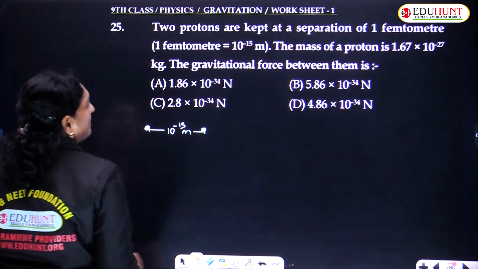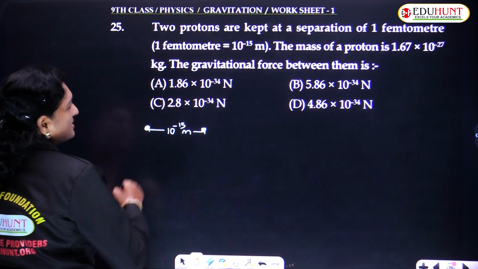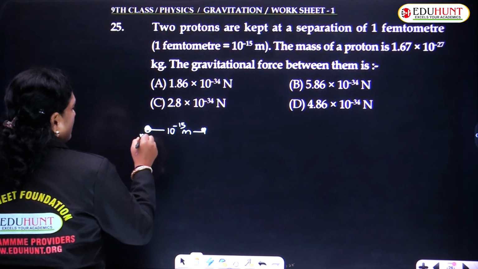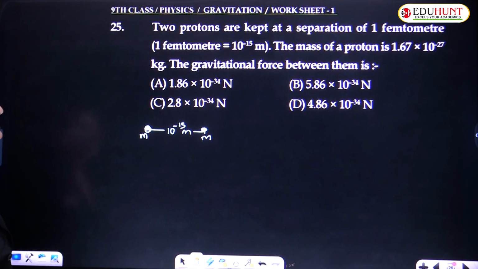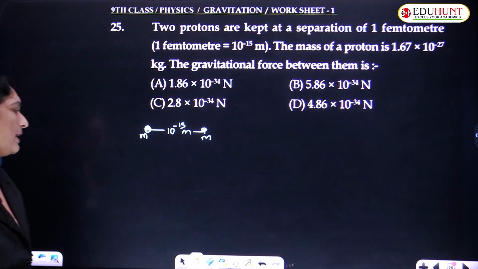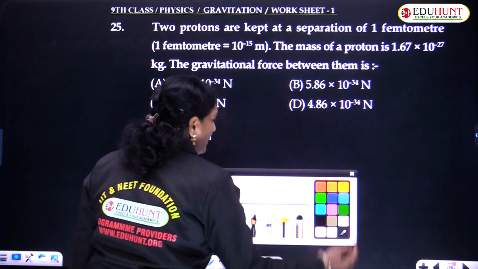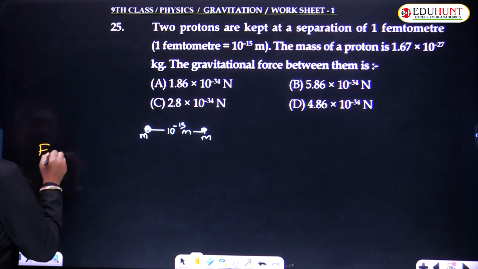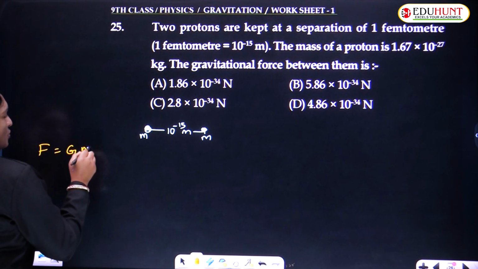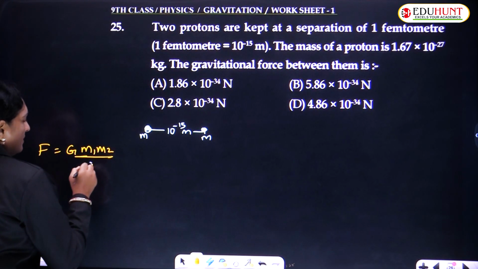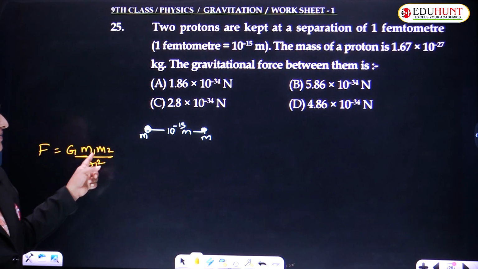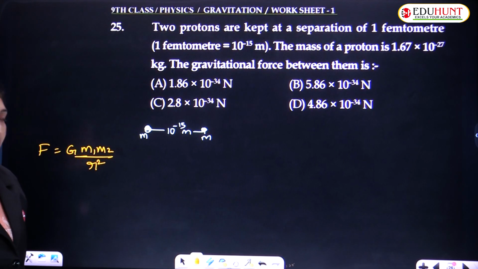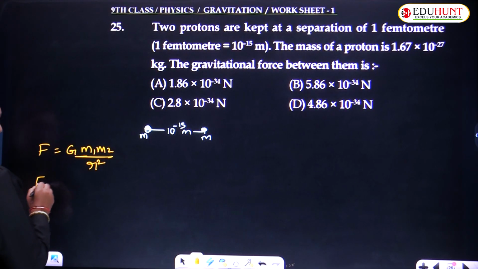That indicates 1 femtometer. And the mass of each proton is given as 1.67 into 10 power minus 27 kg, since both are protons and have equal masses. The gravitational force between them you are asked to find out. The formula for gravitational force is F equals G m1 m2 by r square, children. So G, mass of the first body, mass of the second body, upon distance of separation whole square. This you are asked to find out.